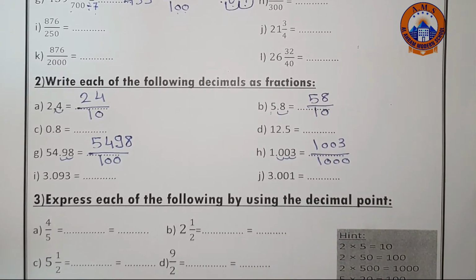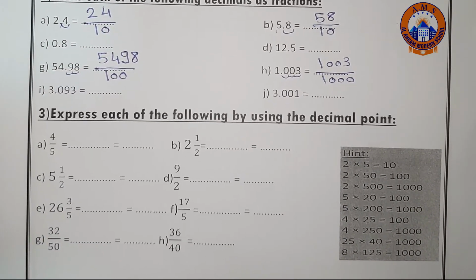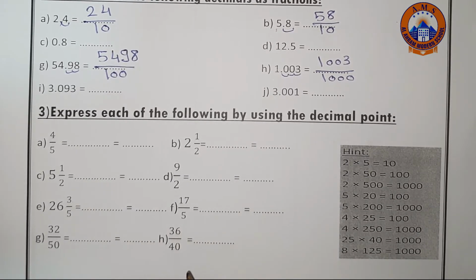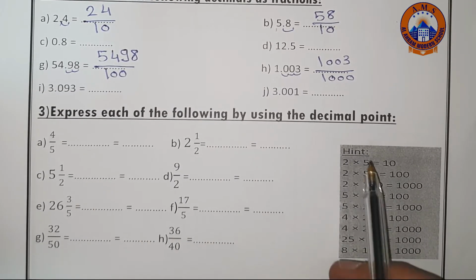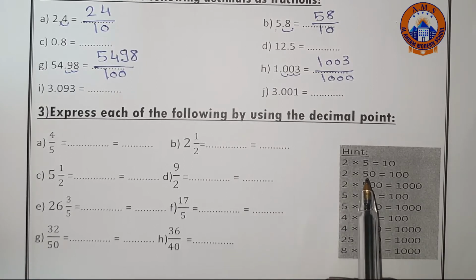Let's move to question number 3. We want to express each of the following by using the decimal point. So we just want to write these fractions as decimals. But here is a hint. If the denominator is not 10 or 100 or 1000, what should we do?